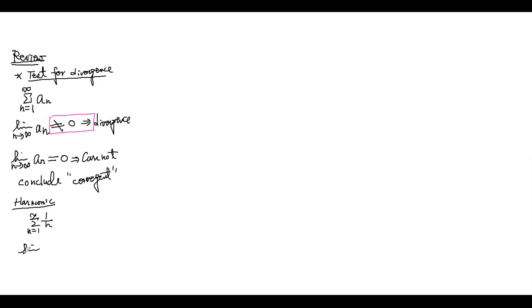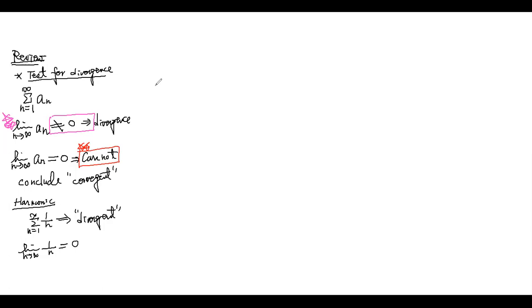The limit as n approaches infinity of 1 over n is definitely 0, but the harmonic series is a divergent series. So be very, very careful: if the limit is 0, you cannot conclude it is convergent. But if it's not equal to 0, then you definitely say this is divergent. That's why I say it's easy. If you get 0, you might need to take a look at the other tests.